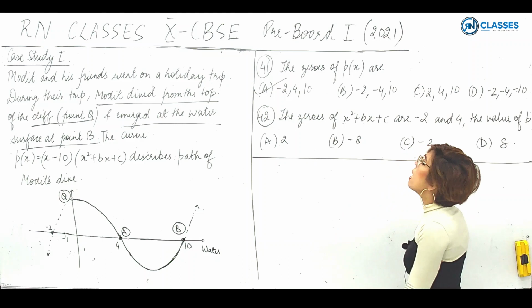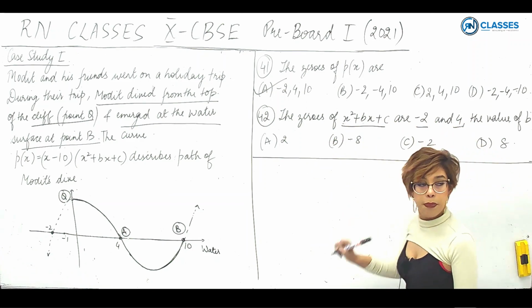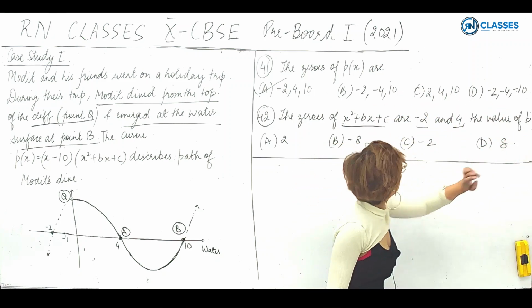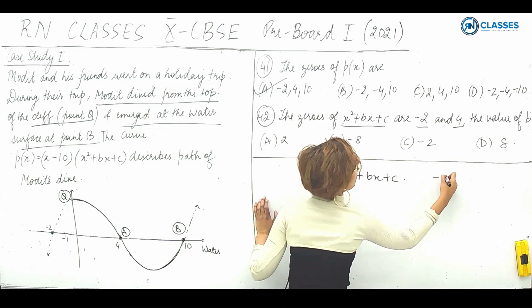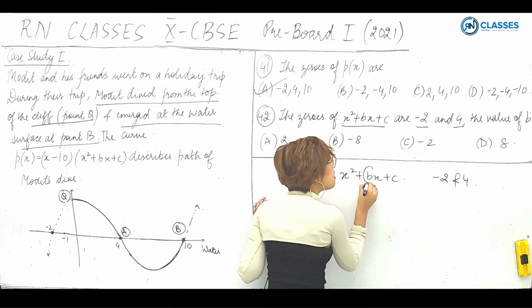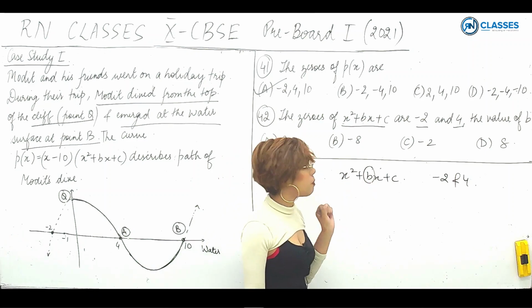Right? Now, he says the zeros of this polynomial are -2 and 4. Then the value of b is. Now, x square plus bx plus this. This is a polynomial and the zeros are -2 and 4. I am interested in the value of b. Right? Now, the value of b is actually related with what?